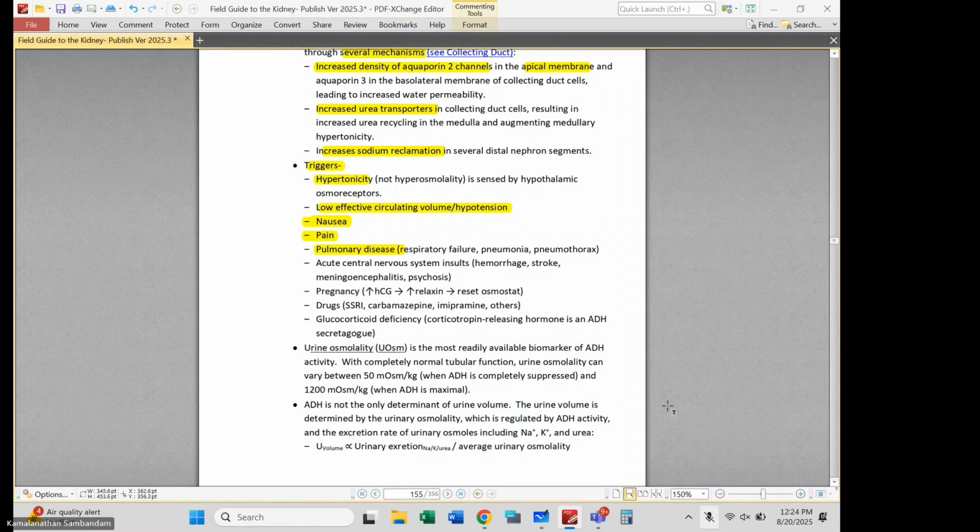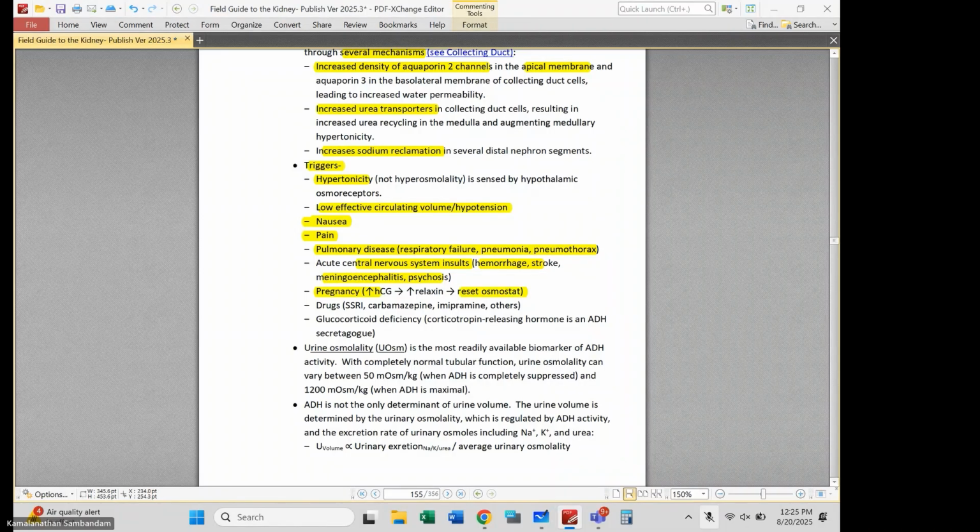Pulmonary disease of any etiology, we don't understand why, can result in ADH release. We know these are some of the differential diagnoses of SIADH. CNS insults, including hemorrhage, stroke, and encephalitis, and even acute psychosis, are causes of SIADH. And so they show up as stimuli of vasopressin release. Pregnancy is a physiologic state in which vasopressin release is enhanced. This is a form of reset osmostat.